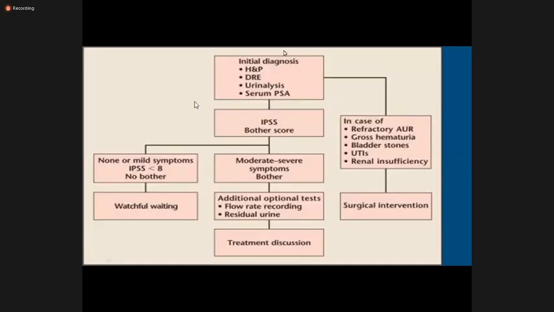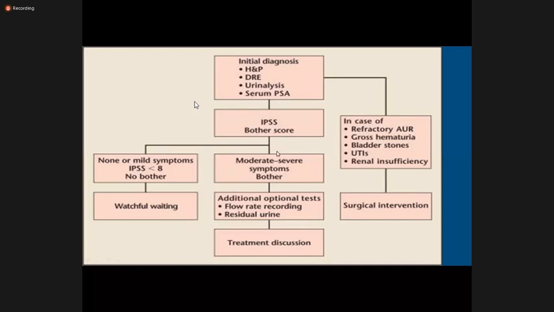So here is the table which shows the management of prostatic hyperplasia. The initial diagnosis: history and physical examination, DRE (digital rectal examination), urinalysis, and creatinine and PSA. With the IPSS score, if the score is less than 8, watchful waiting. If the patient has moderate to severe symptoms, as I have told you, the symptoms are frequency, urgency, nocturia, nocturnal incontinence, hesitancy, and poor stream.